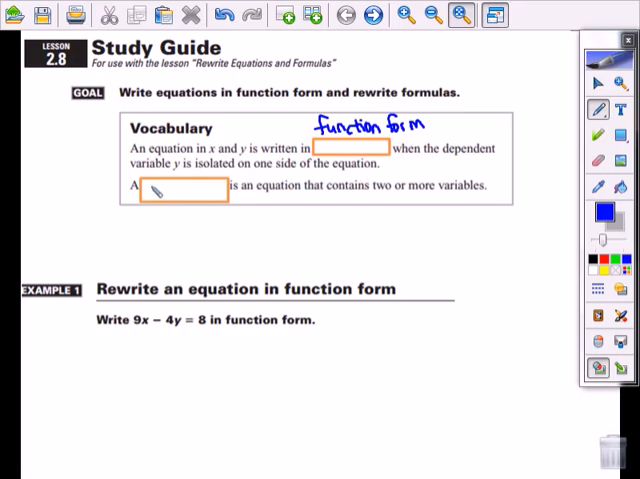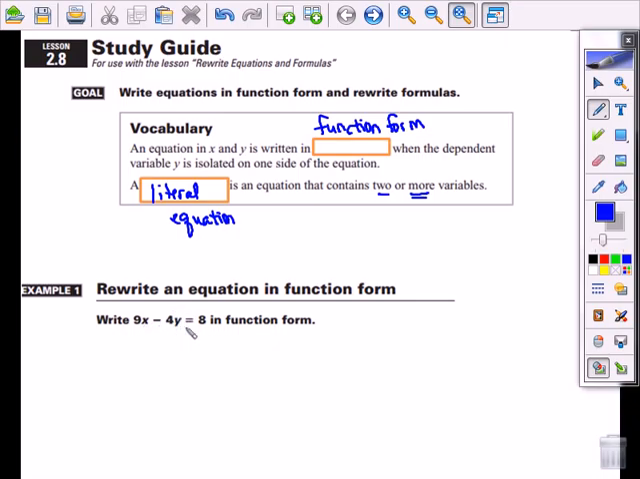And a literal equation is an equation that contains two or more variables. So we're going to put equations in function form, and then we're going to write literal equations. First, we're going to rewrite the equation in function form.